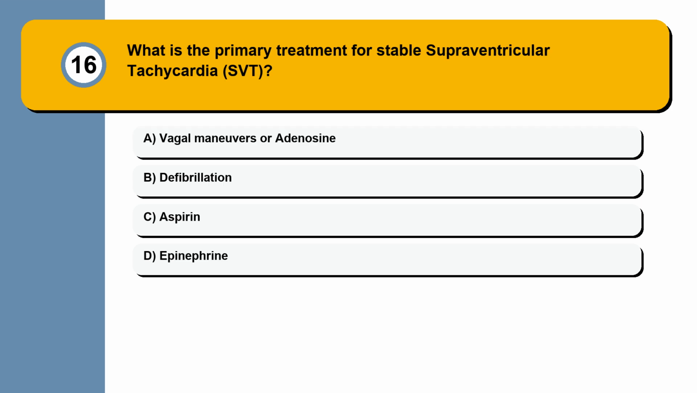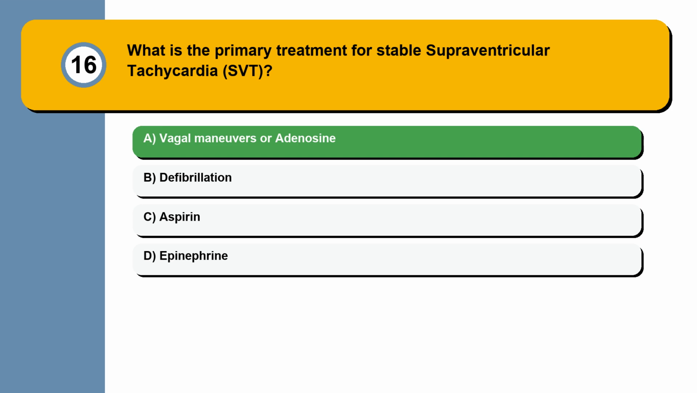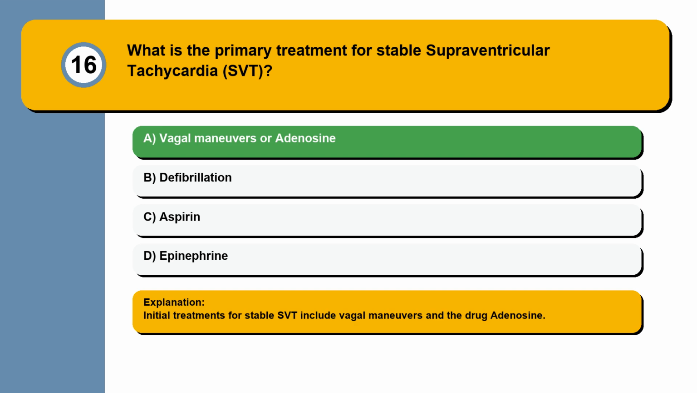Question 16. What is the primary treatment for stable supraventricular tachycardia SVT? Vagal maneuvers or adenosine, defibrillation, aspirin, epinephrine. Initial treatments for stable SVT include vagal maneuvers and the drug adenosine.